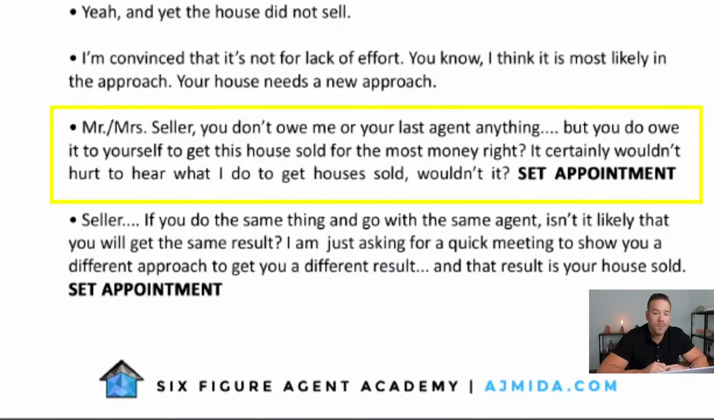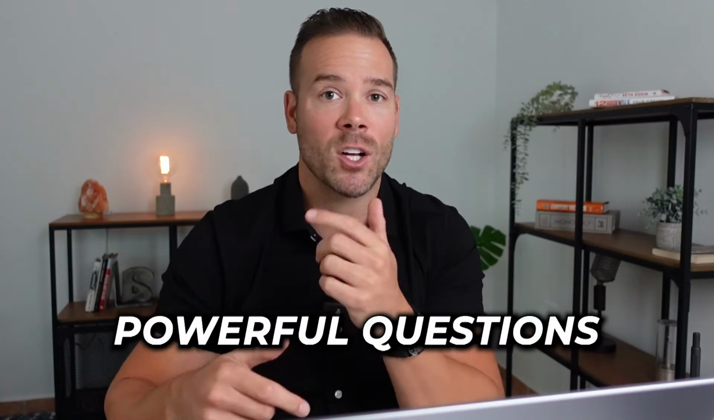Mr. and Mrs. Seller, you don't owe me or your last agent anything, but you do owe it to yourself to get this house sold for the most money, right? It certainly wouldn't hurt to hear what I do to get houses sold, wouldn't it? Set the appointment. What the script really does is it takes you through a set of great, powerful questions that gets the seller thinking, sets you up to set an appointment, and if you don't get it, it keeps the conversation flowing.